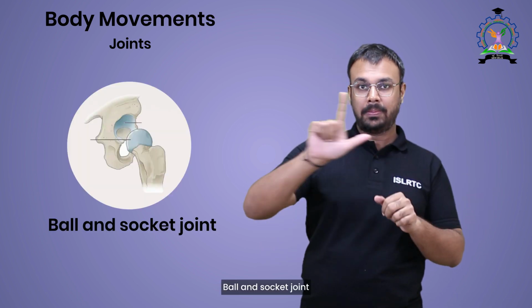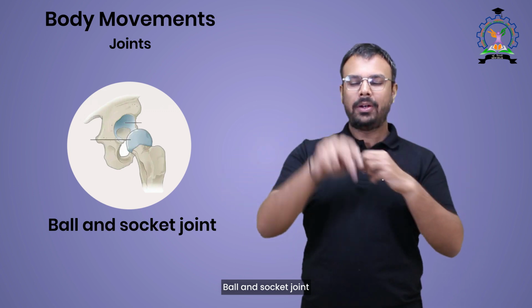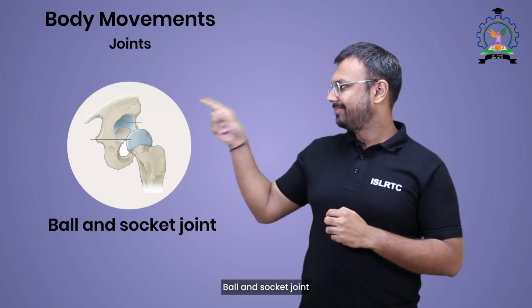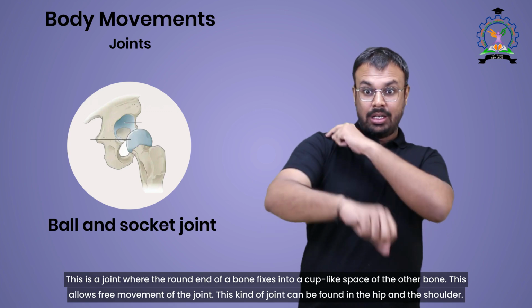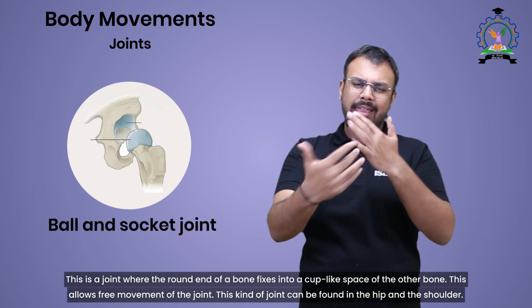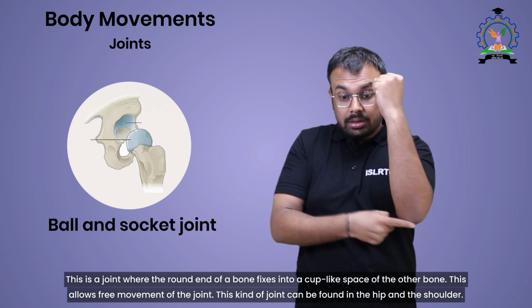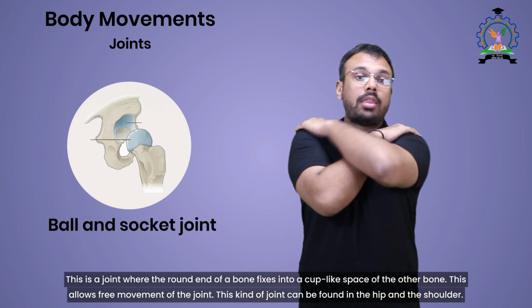Ball and socket joint. This is a joint where the round end of a bone fixes into a cup-like space of the other bone. This allows free movement of the joint. This kind of joint can be found in the hip and the shoulder.